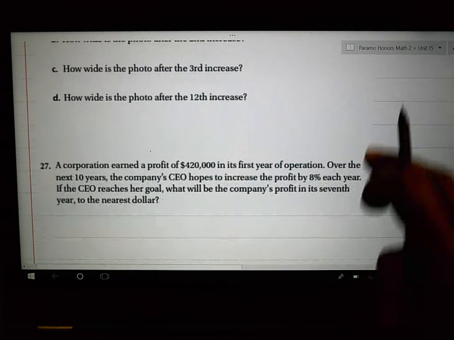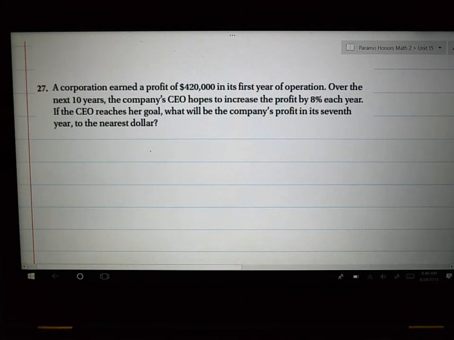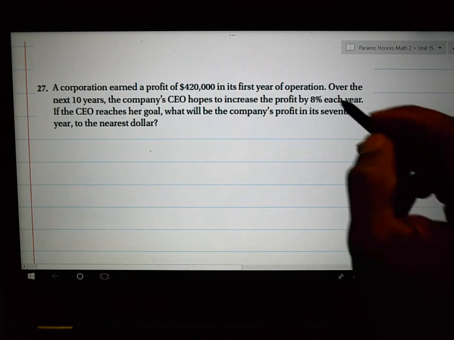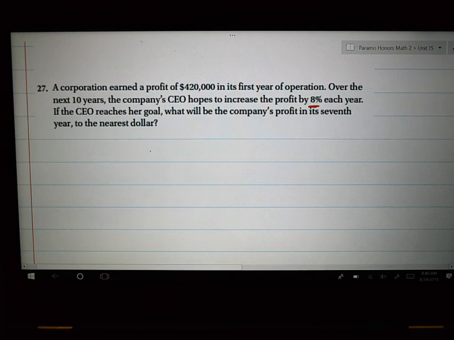Number 27, on the other hand, is a problem I want to do with you because this is how it's used in real life. The only thing in real life that doesn't make any sense is that they say that they hope to increase profit by 8% each year. Increasing something by 8% is a good goal, but how do you know if it's going to happen or not? Who knows? And for the average American, having something earn 8% interest is not easy to do.